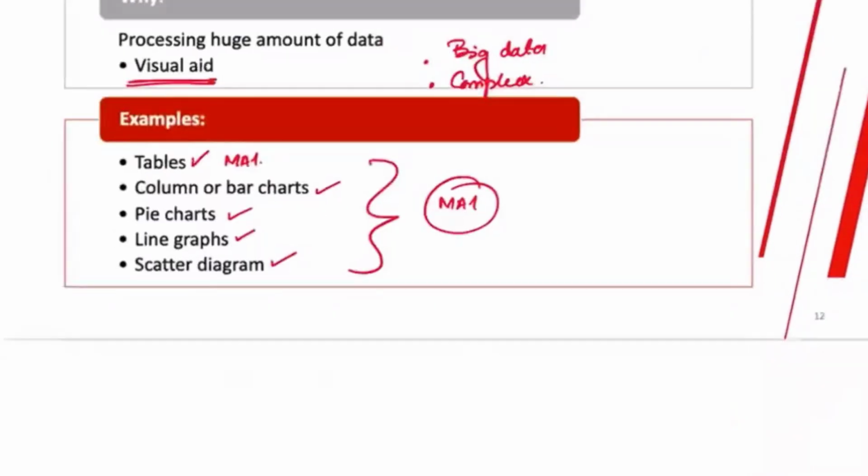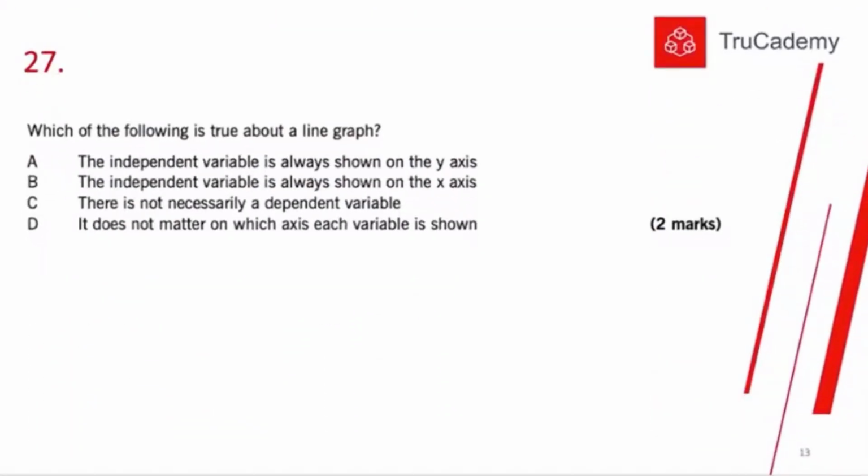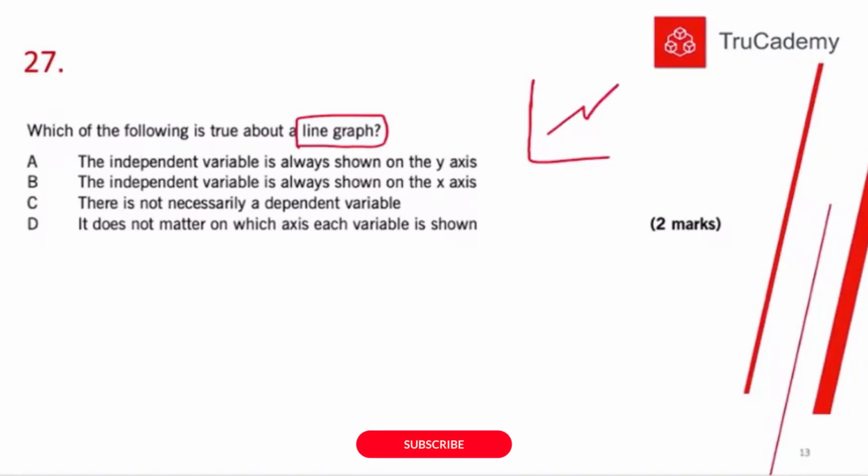Yes, sir. Okay. After that, 27, which of the following is true about a line graph? A line graph is a graph that we use to show some kind of trend through a line, something like this. So give it a try.